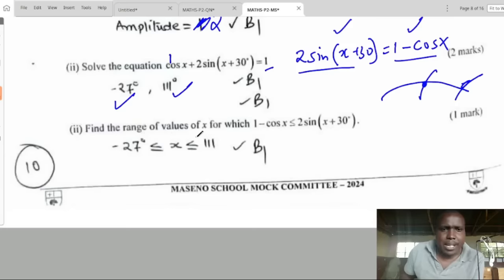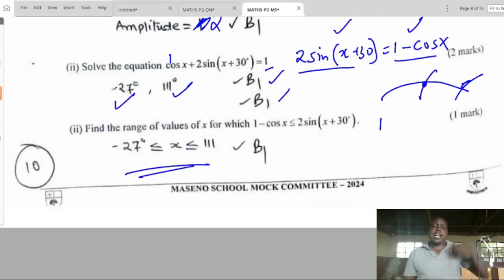Find the range of values of x for which this one is less than this one. This one is the same as that. It is to find where they are equal. These answers, where x is the same, are the range we want. So you simply write the range for this negative. This is less, or x is less. You only need to write the range for these values and you are done.